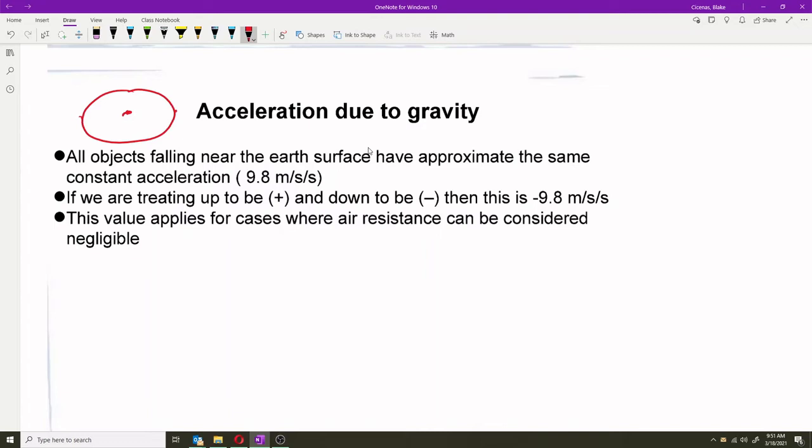If we're treating up to be positive and down to be negative, we're generally going to consider it to be a negative 9.8. Why? Because the negative denotes that it's always pointing towards the center of the Earth. So it's going to be negative up here, negative down here, negative here. It's always pointing towards the center of the Earth. And we always are going to ignore air resistance, but just keep in mind that for large objects it's probably fine, but for small objects like an ant that hits its terminal speed really quickly, or even a raindrop, it doesn't really apply.